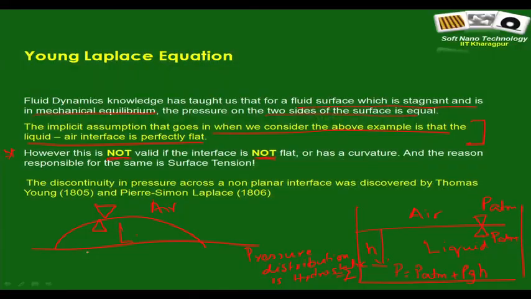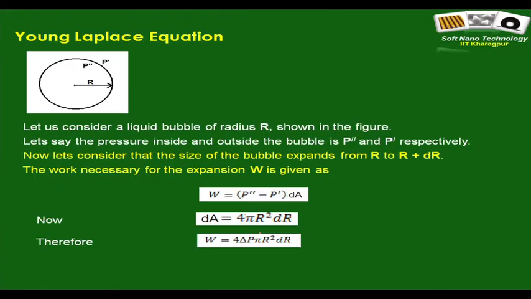So, there is a pressure discontinuity, and this discontinuity is in fact attributed to surface tension. You can also correlate it, because after all this curved shape of the meniscus is also due to surface tension; it is surface energy minimization that is responsible. This phenomenon was discovered more than 200 years back by Young and Laplace, and therefore this pressure difference is called the Laplace pressure, and the equation that governs it is called the Young-Laplace equation.